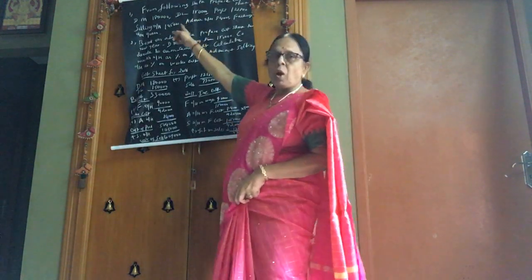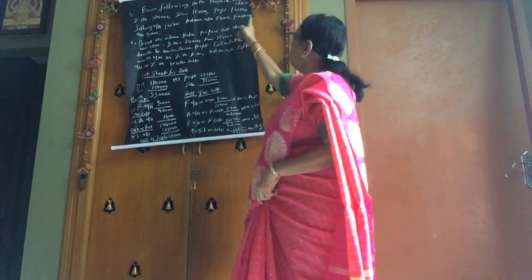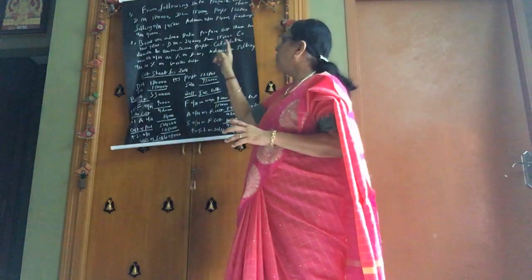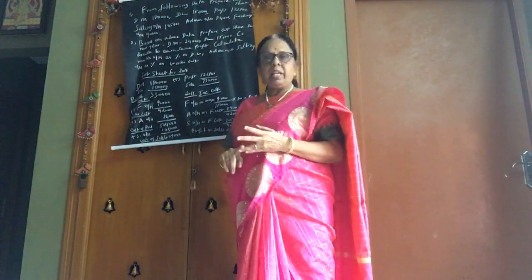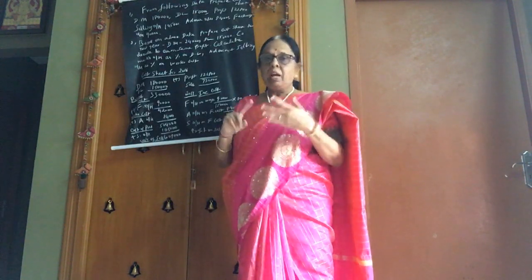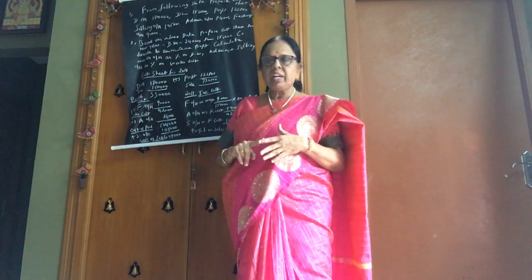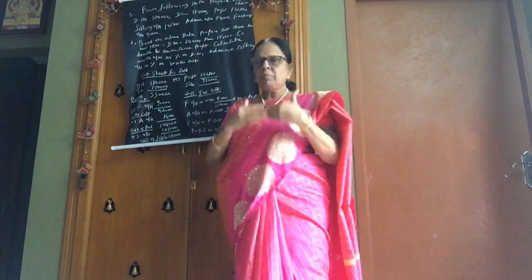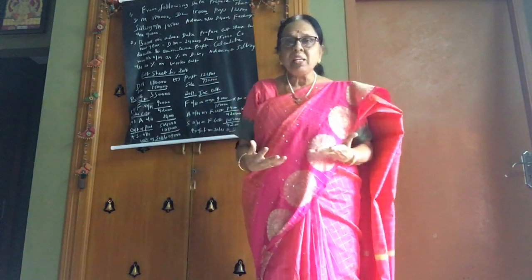Right? This is the problem I have given you. From the following data, prepare a cost sheet. You have to prepare a cost sheet where the values of direct material, direct labor, direct expenses, administration overhead, works overhead, and selling and distribution overhead, and even profit are given. From this we are going to find out how much selling price is to be fixed.